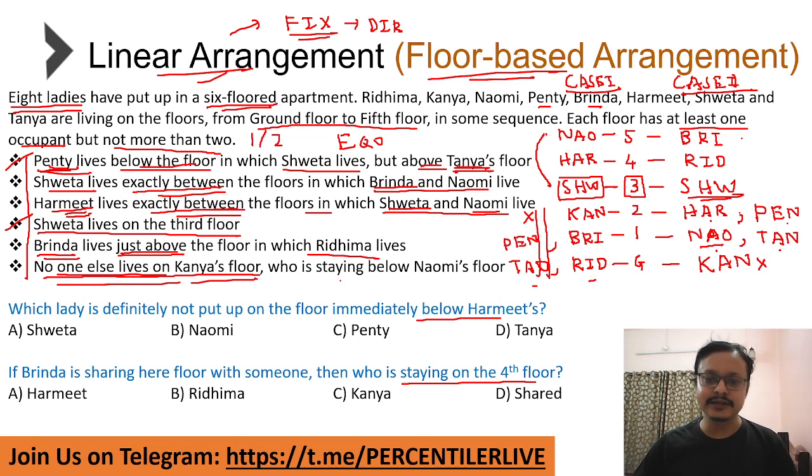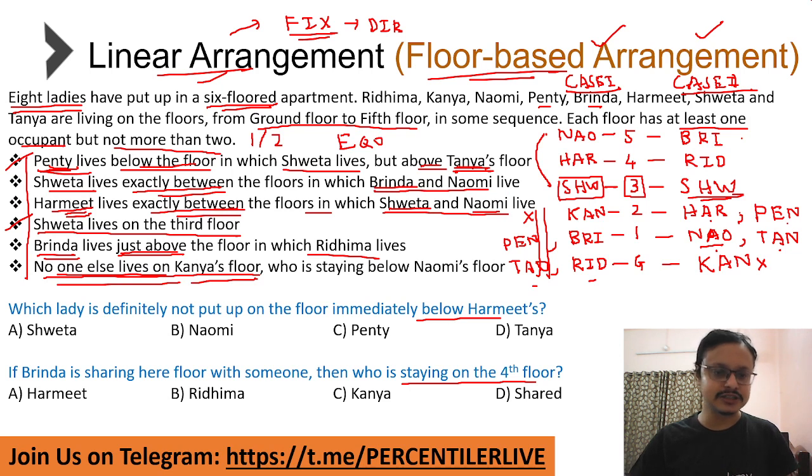Now the important thing in this set is you have to use both the cases. Many times what happens is we ignore one case. And the moment you do that, you will end up with the wrong answer. So never ignore any one case. Keep in mind both the possibilities and proceed.